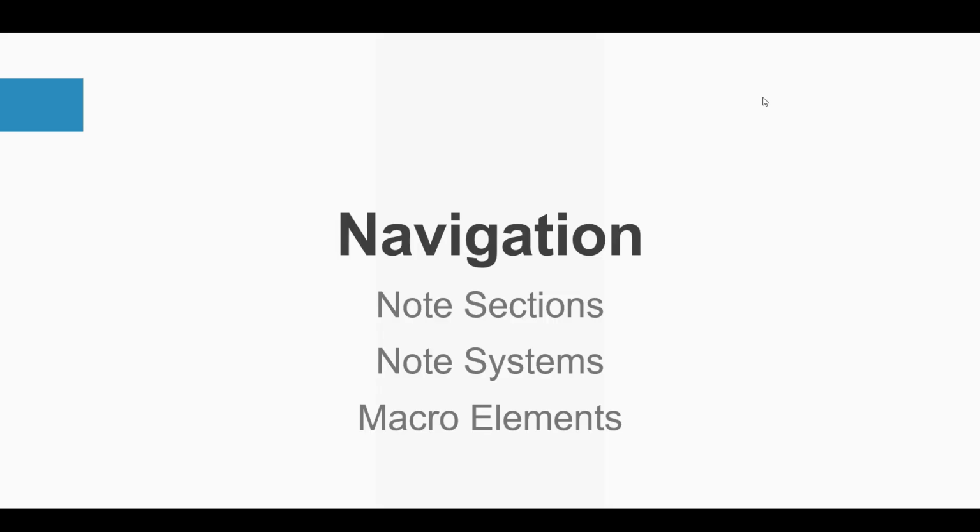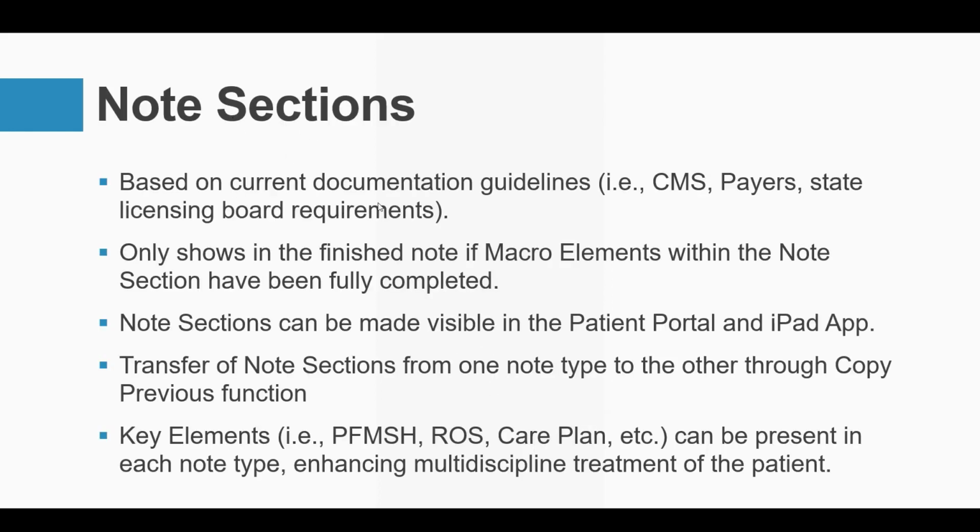To begin the process of understanding the iPatient Care EHR note and how it operates, it's important to understand the three primary operations which lend to the navigation within the note. And that would be the note sections, the note systems, and the macro elements. So the note sections are primarily based on current documentation guidelines. And so you can think of that as your basic outline of your note.